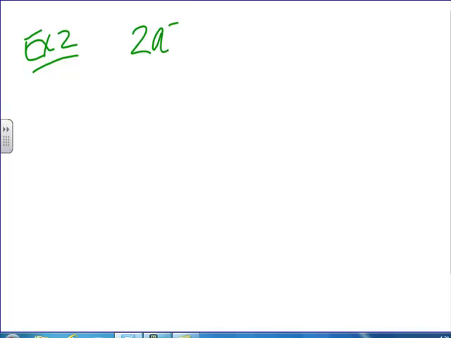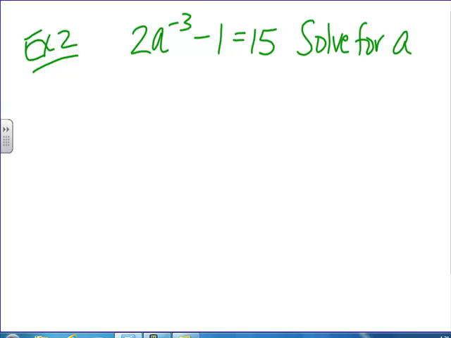Given 2a to the negative 3 minus 1 equals 15, if you were asked to solve for a. And one thing I want to remind you as you're watching these videos is, if you want, you could just stop the video, try it on your own, and then turn it back on and see if you get to the same place, if you feel like you're starting to understand it.